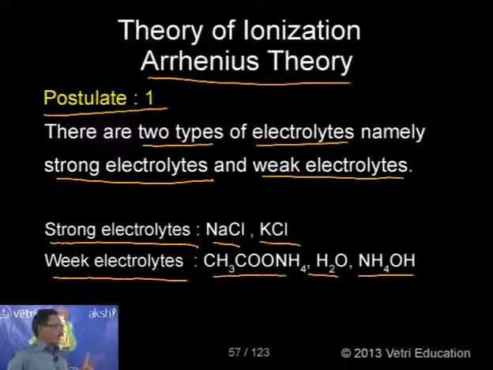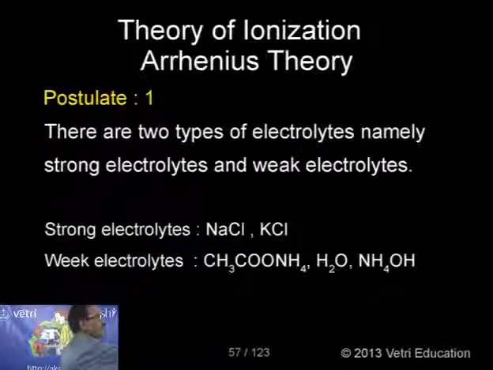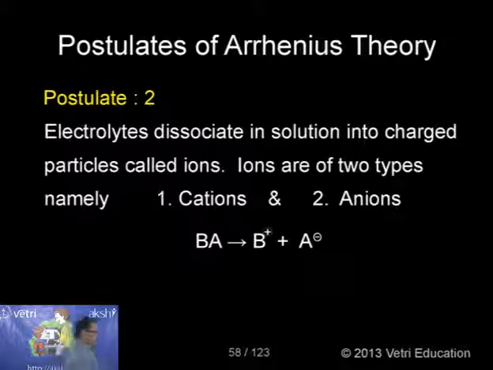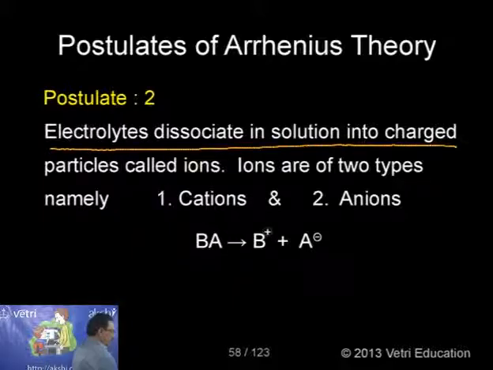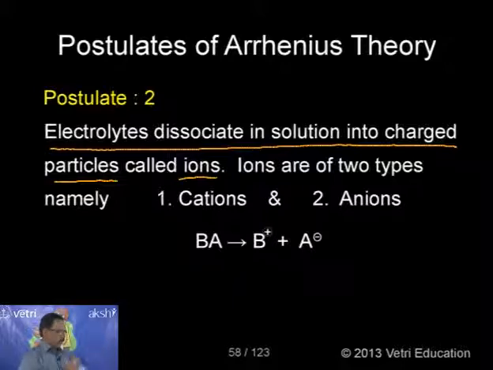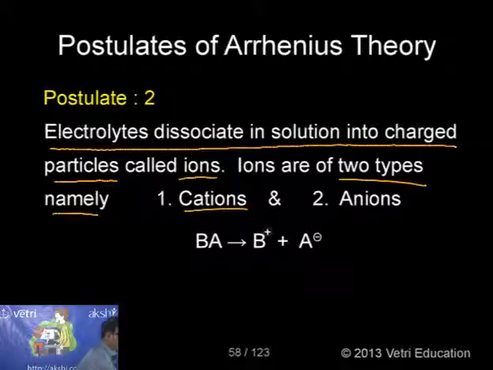So there are two types of electrolytes, one is strong electrolyte, another is weak electrolyte. Let me go to the second postulate. The electrolytes dissociate in solution into charged particles called ions. This is interesting information. When you say ion, there are two types of ion, namely cation and anion. Cation is a positive ion, anion is a negative ion.